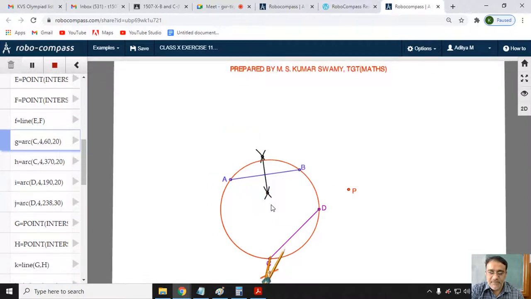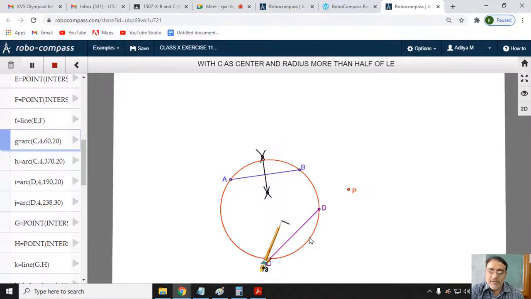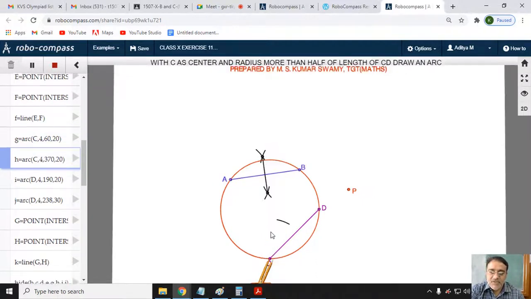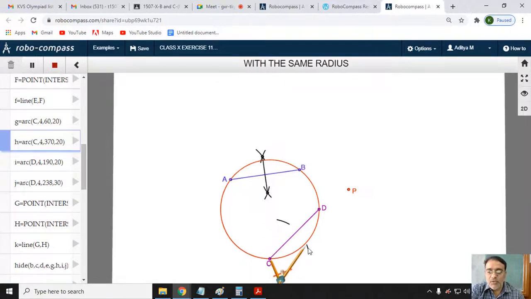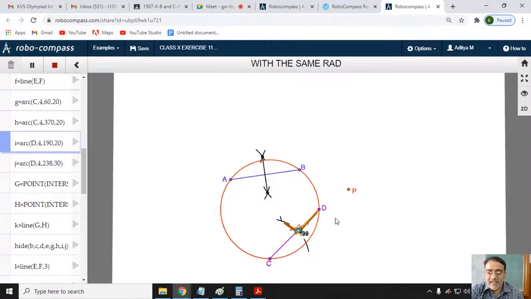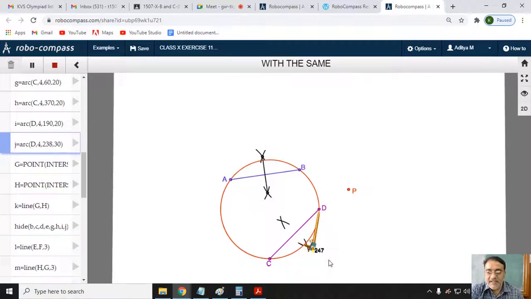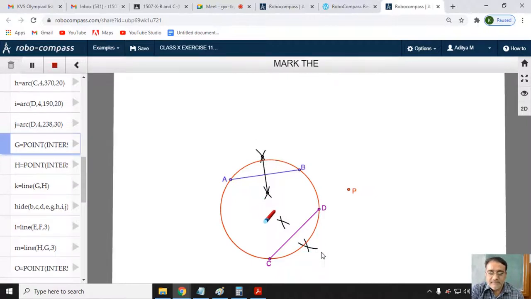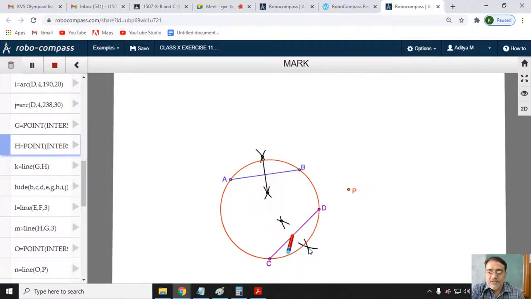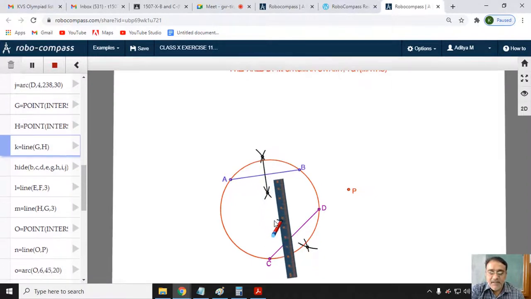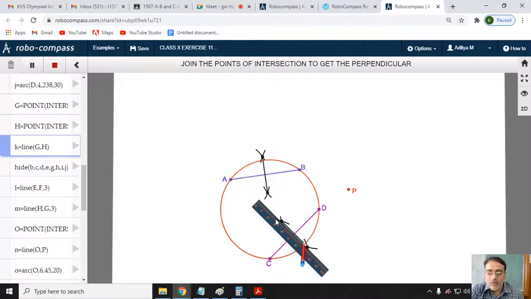Now we are going to draw the perpendicular bisector of CD. With center C, draw arcs on both sides such that the radius is more than half of CD. And with center D, we draw arcs on both sides with the same radius. Both will intersect at 2 points and we'll join those 2 points. That will be the perpendicular bisector of CD. After that, when we extend both, they will intersect at point O.